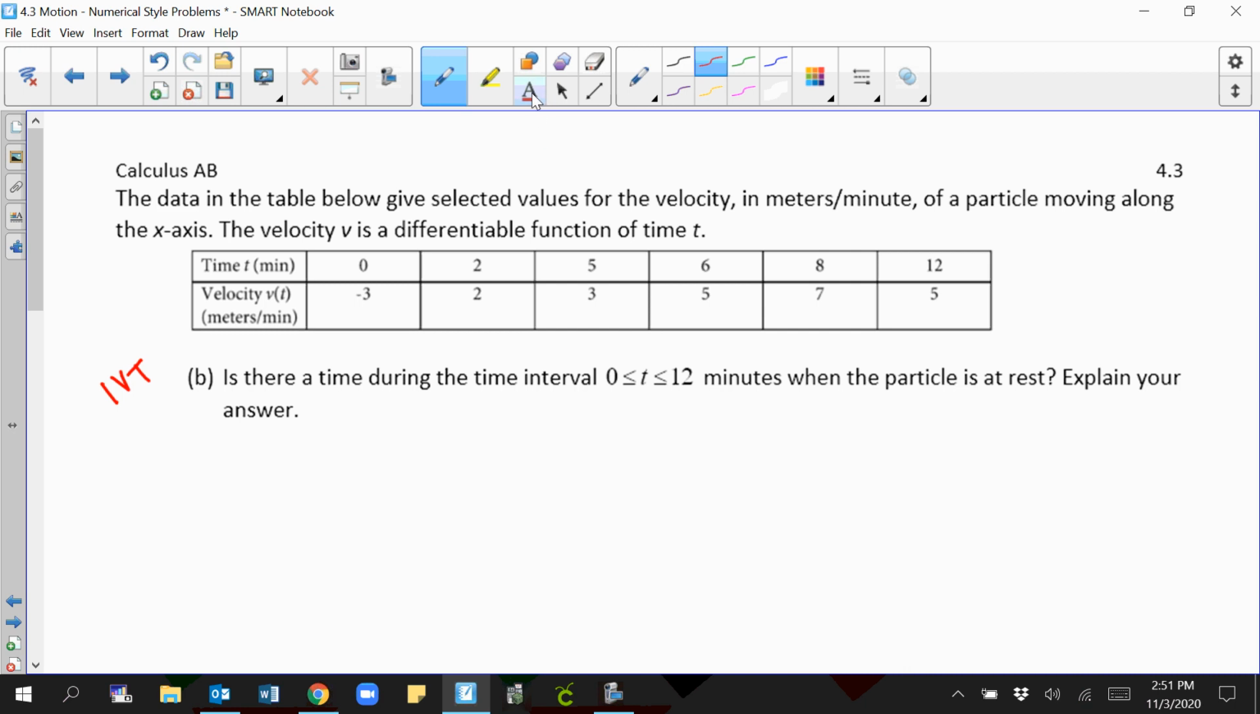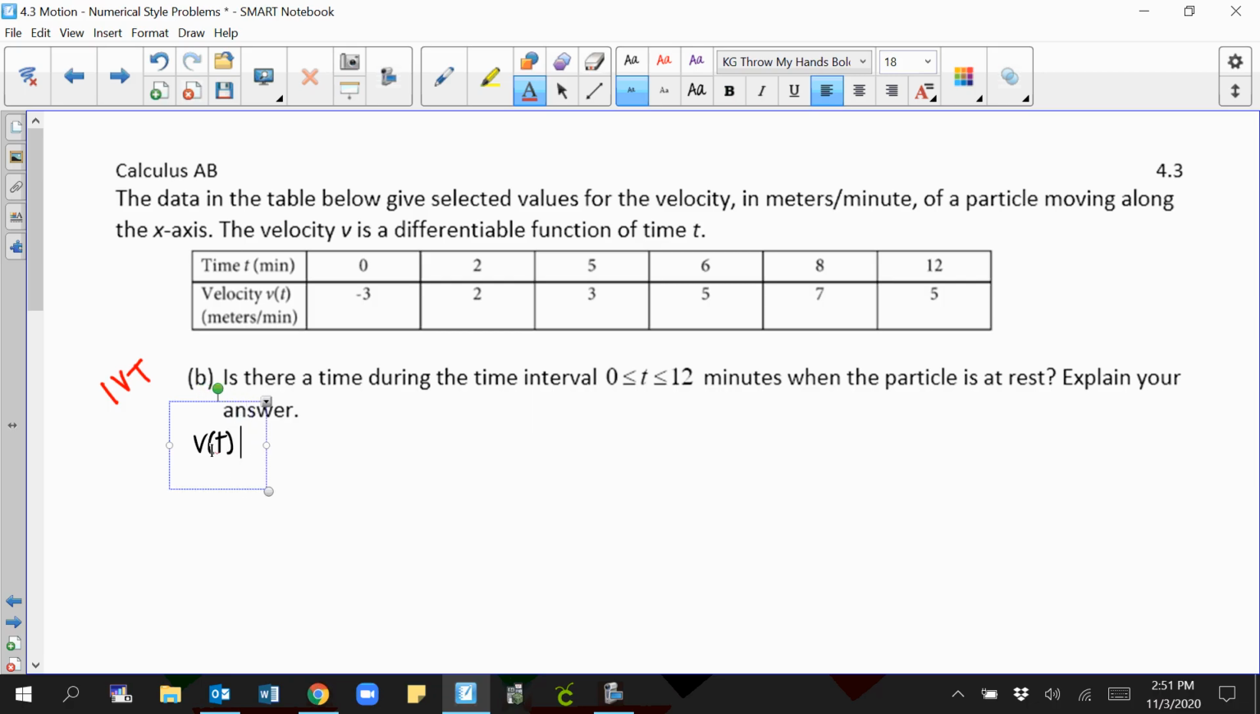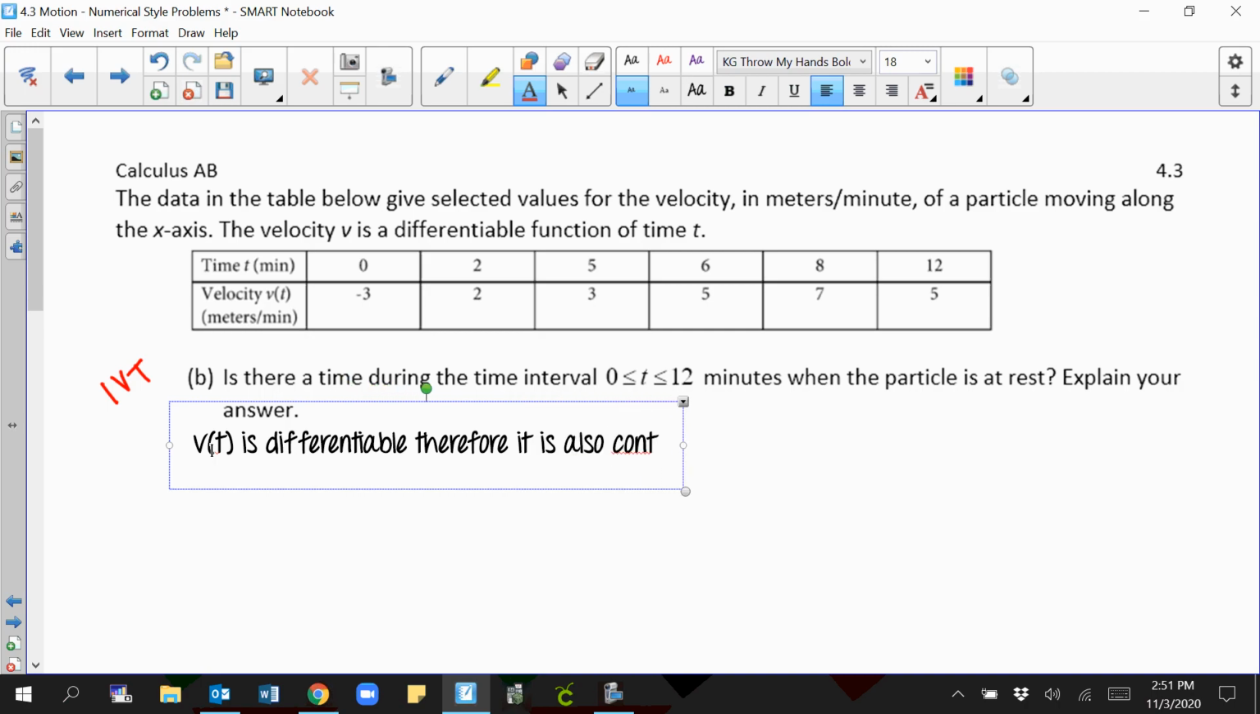Once again, I'm going to type just so you guys can read it a little bit better. So v of t is differentiable. Therefore, it is also continuous. So that's the first part. We need to say that it's continuous, and we're going to say specifically that it's continuous on the interval from 0 to 12, because that's the interval that we're looking at.